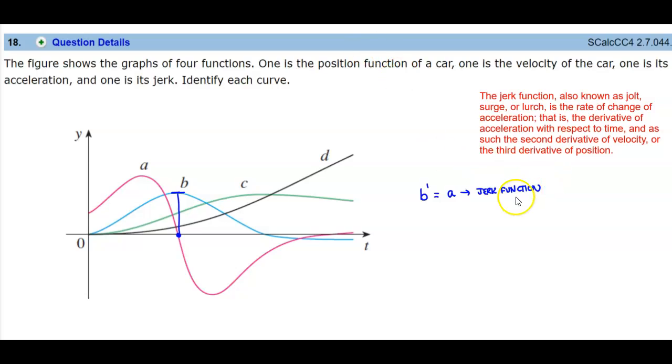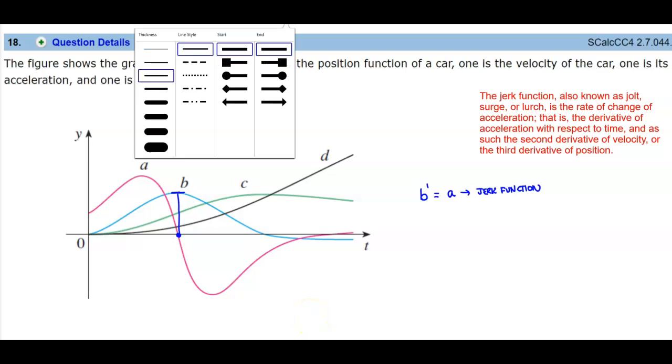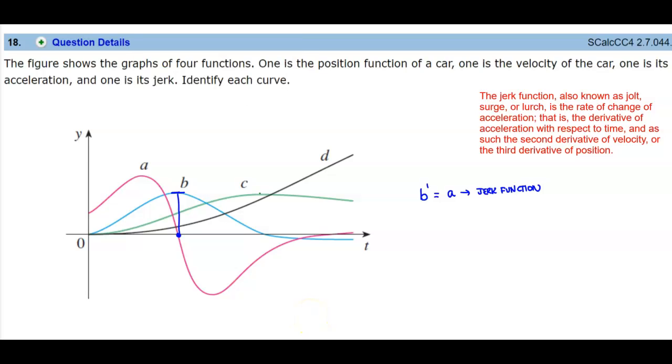So if that's the jerk function, then we would have to say that B would then represent the acceleration function, because the derivative of the acceleration function is the jerk function. So let's take a look at B. Now if we take a look at B, we can see that eventually it hits an x-intercept over here, and therefore according to the function C, we can see that there is a horizontal tangent there that has an x-intercept there. So let's take a look at the horizontal tangent at C, and it has an x-intercept here.